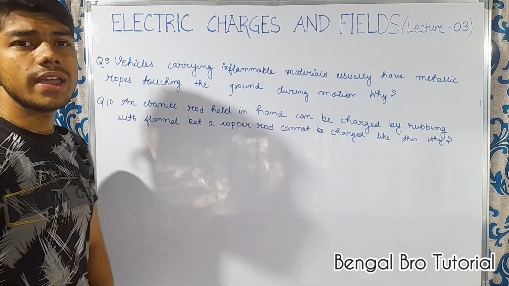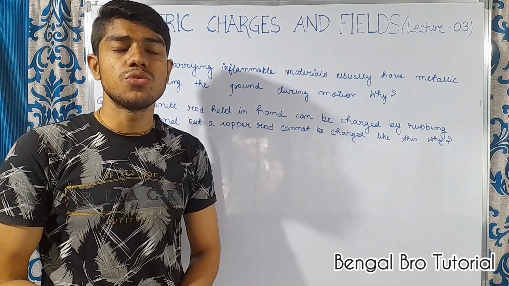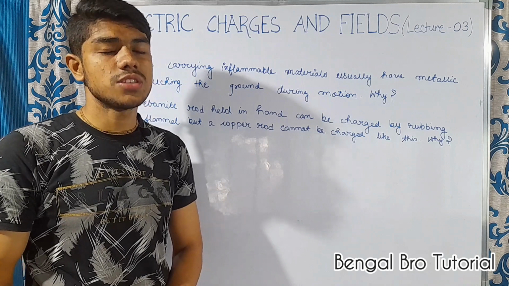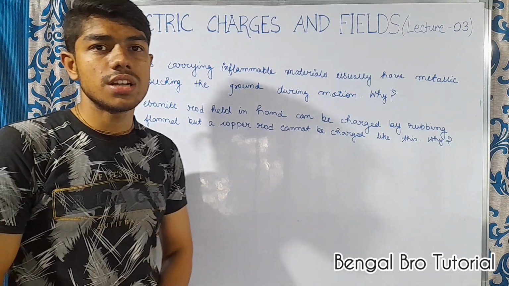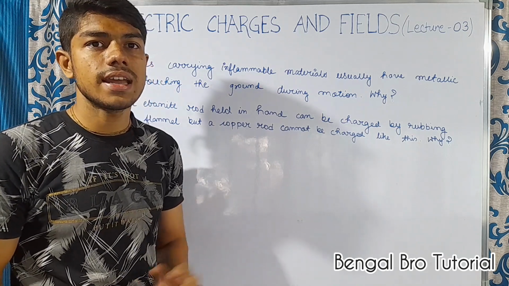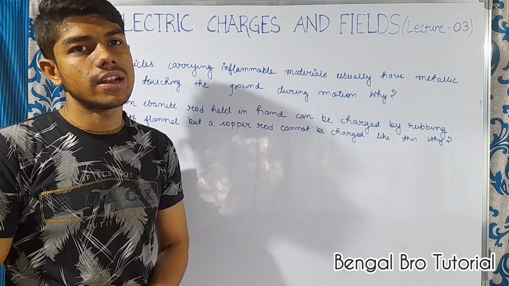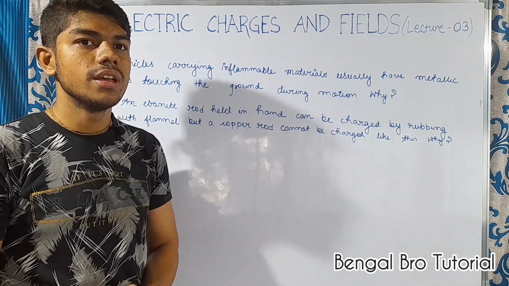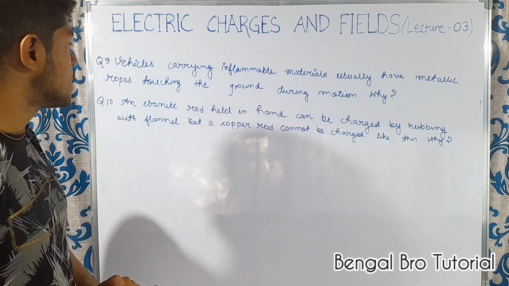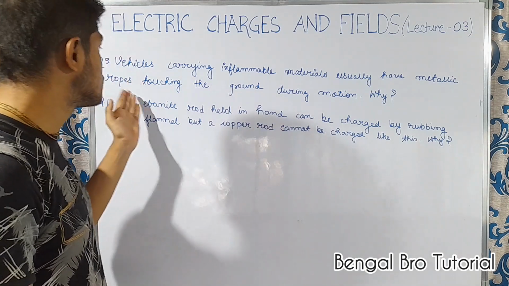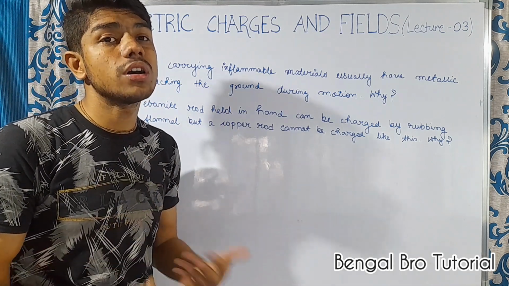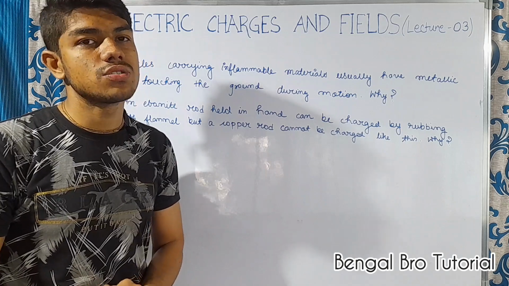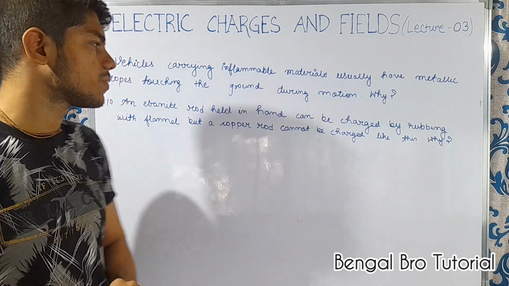Actually, moving vehicles become charged due to friction with the air as well as with the road. So, if we don't transfer this charge, then the charges can get accumulated and can cause accidental fire. That's why such vehicles have metallic ropes touching the ground in order to transfer the charge developed to the ground and prevent any sort of accidental fire.